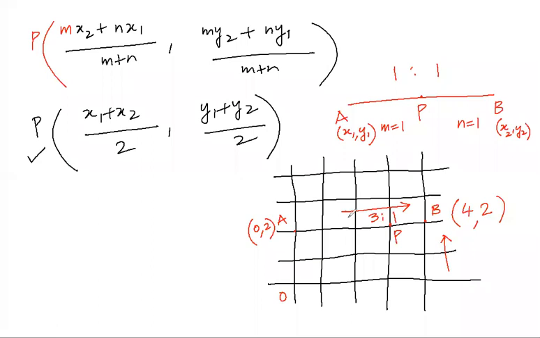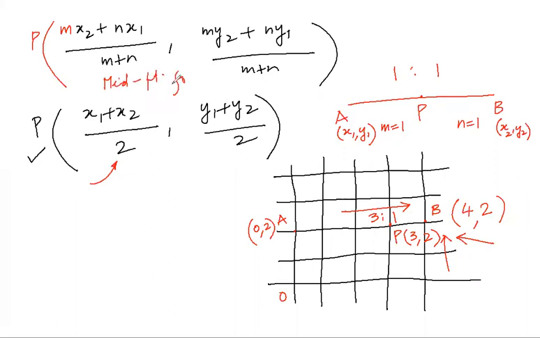Now, we know the ratio, we know coordinates of A and B. Let's try to find out the coordinates of P, which we already know. The coordinates of P are x coordinate 3, and the y coordinate is 2. Let us see, do we get this 3 and 2 by this formula? Right now, I'm not using this formula. This is known as the midpoint formula.